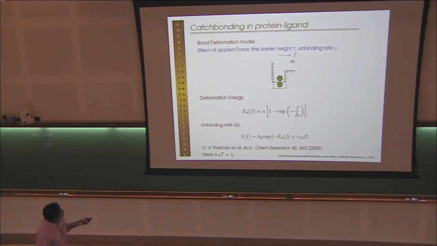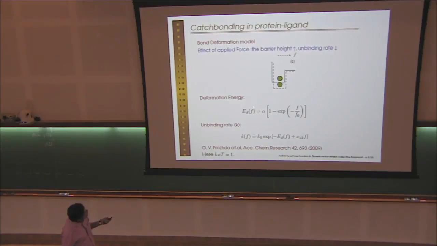Okay. So coming to the physical picture of how one can understand Catchbonding: once you apply some force, imagine that this protein-ligand binding has some landscape. If it so happens that it changes the conformation of the protein in such a manner that overall this potential minimum goes down for a certain range of force, then you have this Catchbonding effect, and that can be captured. There are various ways in which Catchbonding is modeled in context of ligand protein binding. One of these models is what is called the bond deformation model.